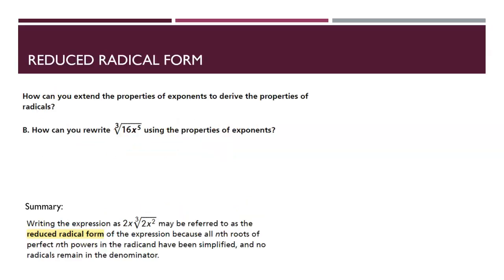All right, so let's look at how we can extend those properties to look at how we can get properties of radicals. Okay, so for this first one, we're trying to rewrite this cube root of 16 x to the 5th. Now the cube root of 16 does not work out nicely. There's no 3 numbers, because 2 times 2 is 4, times 2 would be 8. Okay, so there's no 3 numbers that we can multiply together to get 16.